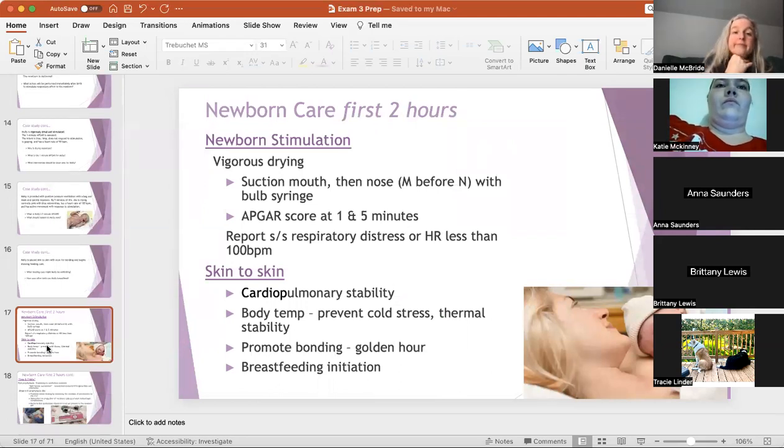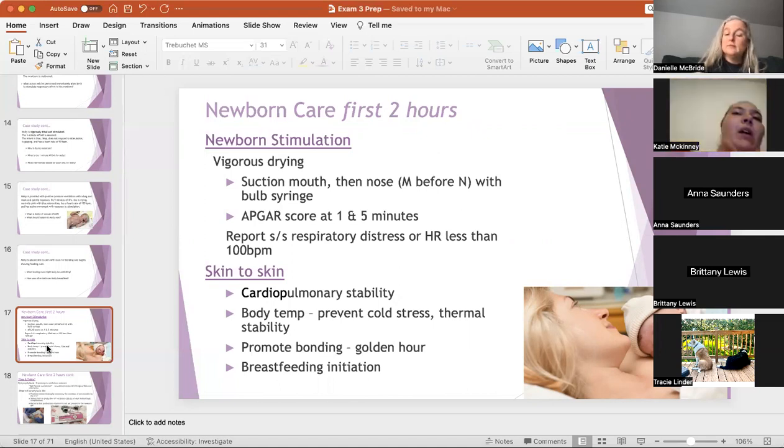$110 to $160. Yeah. Okay. All right. So let's say our baby came out, we tried and stimulated the baby. The baby's 1 minute APGAR was a 7. The 5 minute APGAR is a 9. Where does baby go?